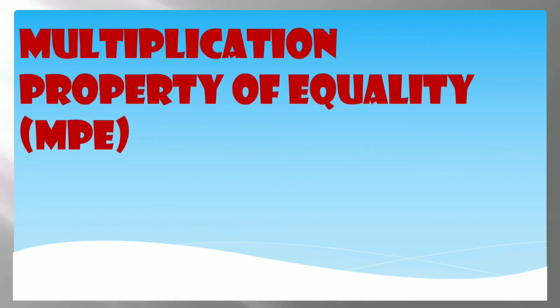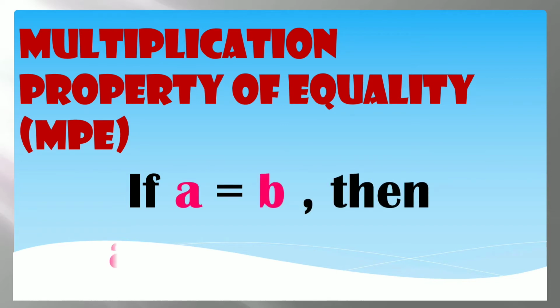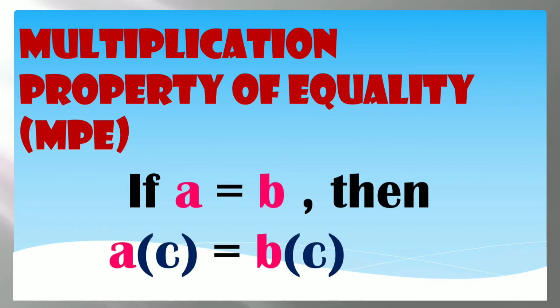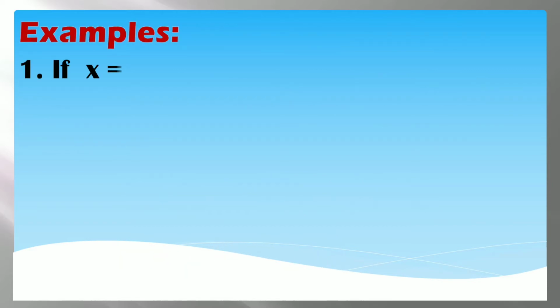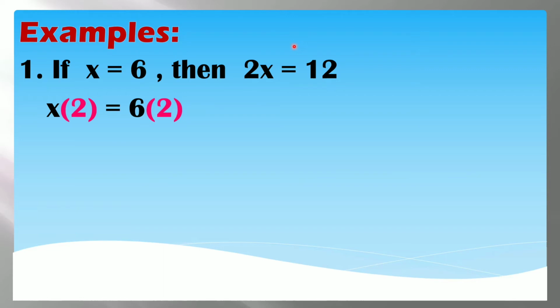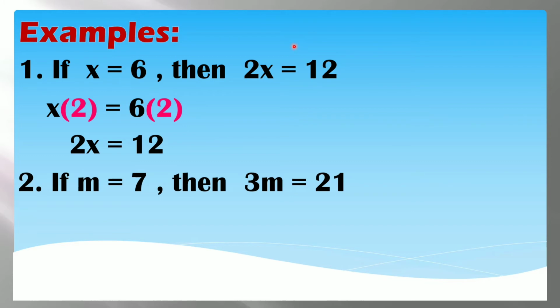Multiplication property of equality, MPE. If A equals B, then A times C is equals to B times C. Kung sa multiplication property naman, kung anong minultiply mo sa kaliwa, kailangan i-multiply mo din sa kanan. Both side lang po. Mag-multiply tayo ng number, both side. Examples, number 1, if x equals 6, then 2x equals 12. Paano siya naging 2x equals 12? Nag-times tayo ng 2 both sides. So, x times 2 equals 6 times 2. So, 2x equals 12.